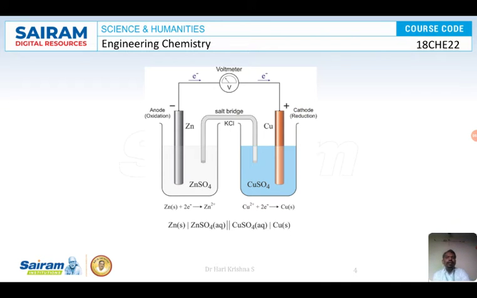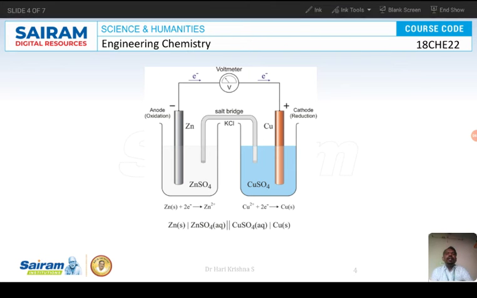So here, in all your galvanic cells, the anode is negatively charged and the cathode is positively charged. So remember this very well. Whereas in an electrolytic cell, it is the opposite way. In your galvanic cell, the anode is negatively charged and the cathode is positively charged. Okay, so why is this?